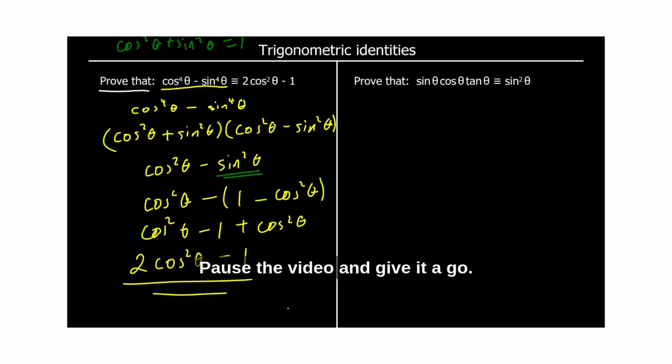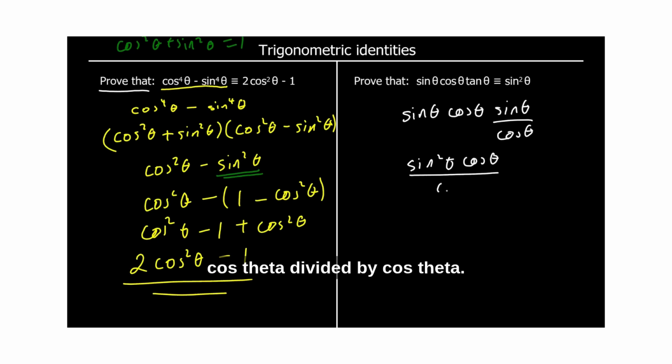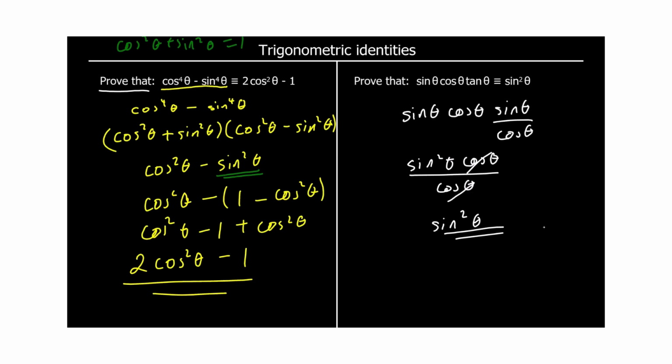One for you to try. Pause the video and give it a go. So prove that sine theta cos theta tan theta is the same as sine squared theta. We've got a tan in this one, so we can change it into sine over cos. So sine theta cos theta times sine theta over cos theta. That's sine squared theta times cos theta divided by cos theta. The cos thetas cancel. We just have sine squared theta.